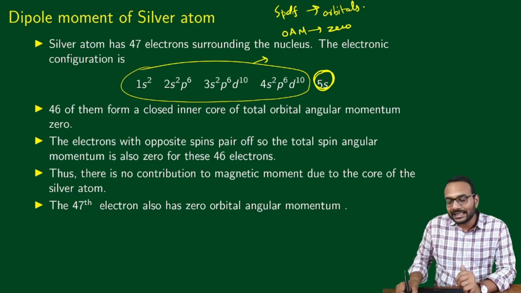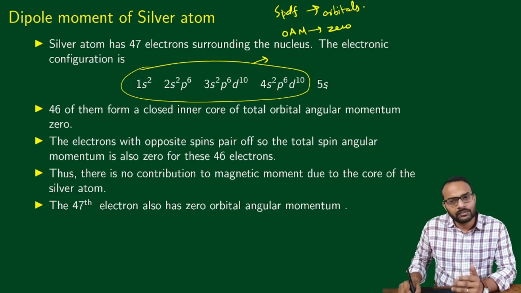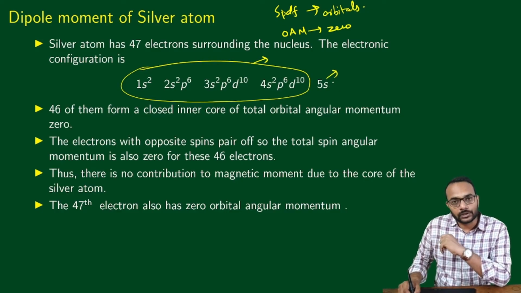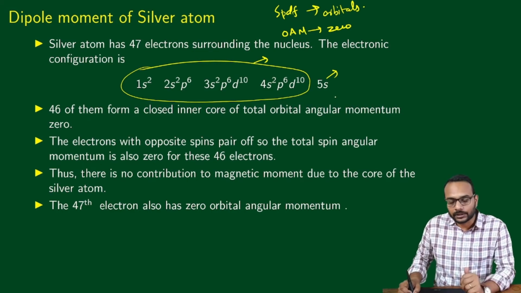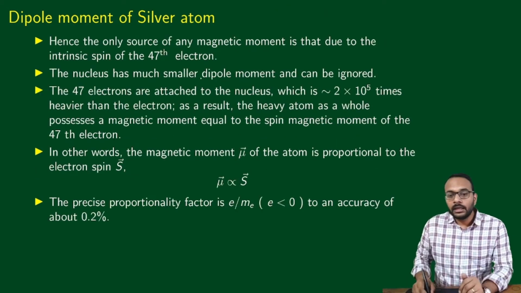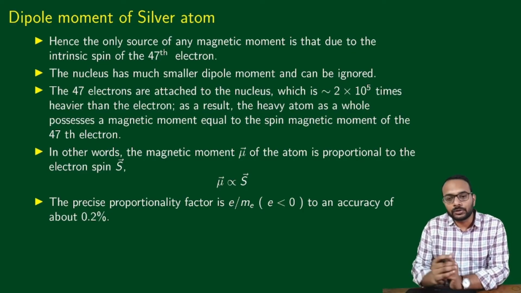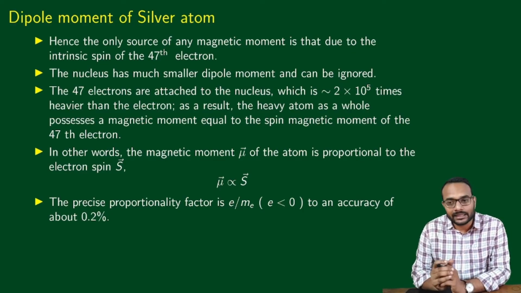Because this is an S shell, and an S shell corresponds to orbital angular momentum 0. So there's no contribution from the 5s electron towards orbital angular momentum. The only angular momentum comes from the spin of this electron. So the only source of any magnetic moment is that due to the intrinsic spin of the 47th electron.